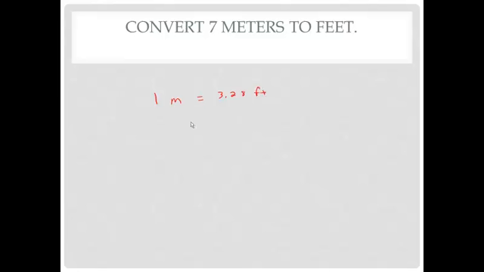So therefore, if I want to find out how many feet are in 7 meters, I would simply multiply 7 times 3.28, and that will give me about 22.96 feet. So that tells me that 7 meters is equal to about 22.96 feet.